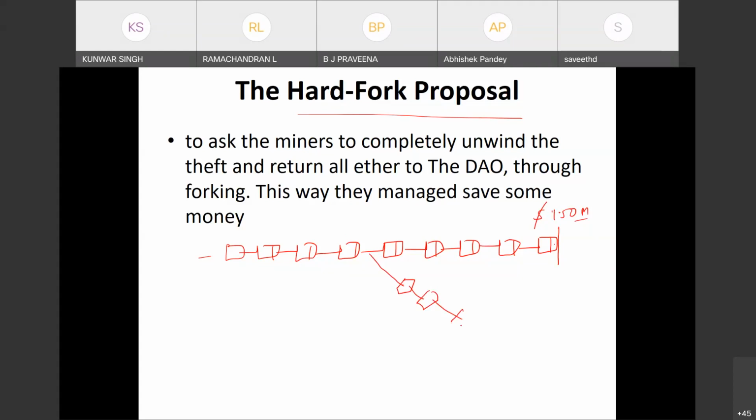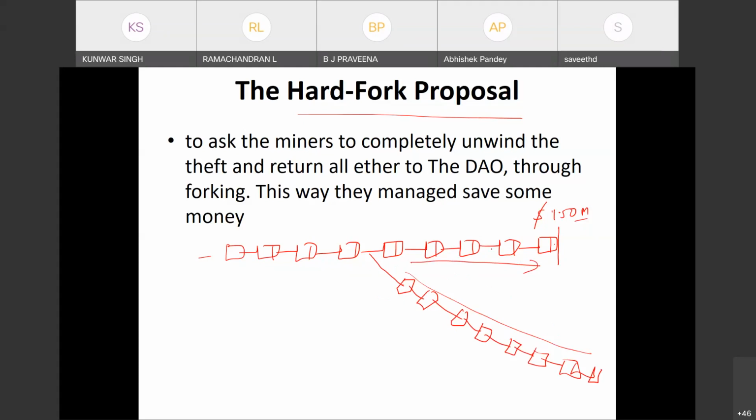They kept a fork here, a hard fork. Somehow they created a fork, and this became the longest chain. So when this becomes the longest chain, these blocks will be discarded, and it will be like this one. So this was the chain created by the organizer, the hard fork.